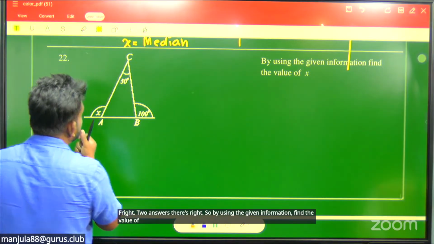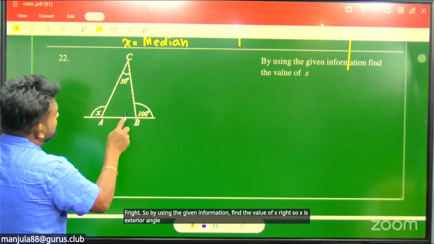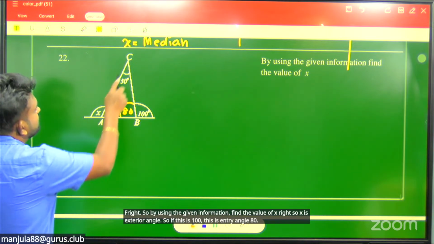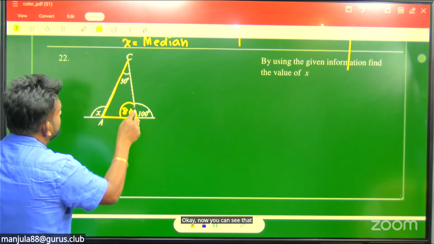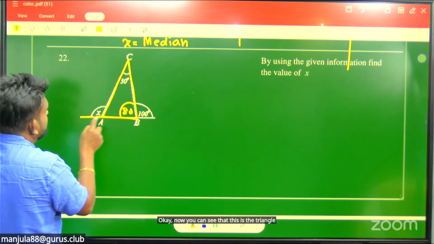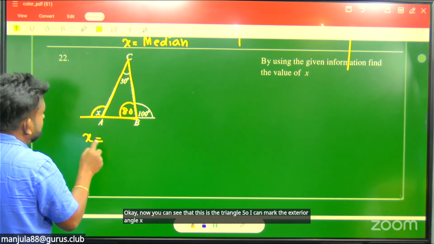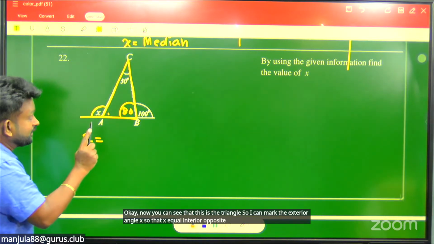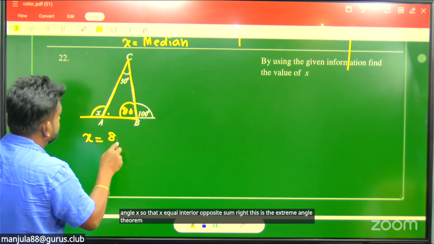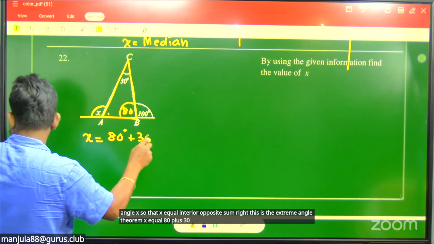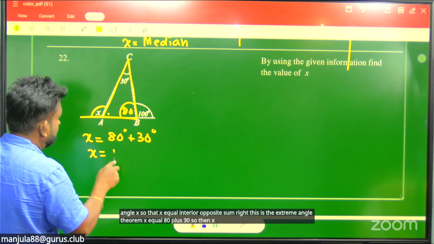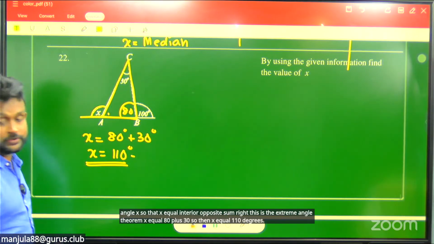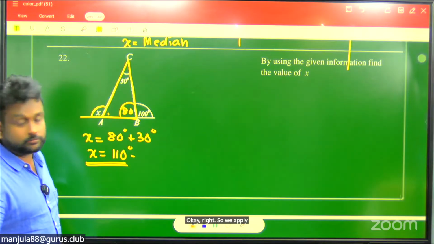Both are possible, so there are two answers. By using the given information, find the value of x. x is the exterior angle, so if this is 100, the interior angle is 80. Now you can see that this is a triangle, so I can mark the exterior angle x, so x equals the sum of the interior opposite angles. This is the exterior angle theorem: x equals 80 plus 30, so x equals 110 degrees. So we apply the exterior angle theorem.